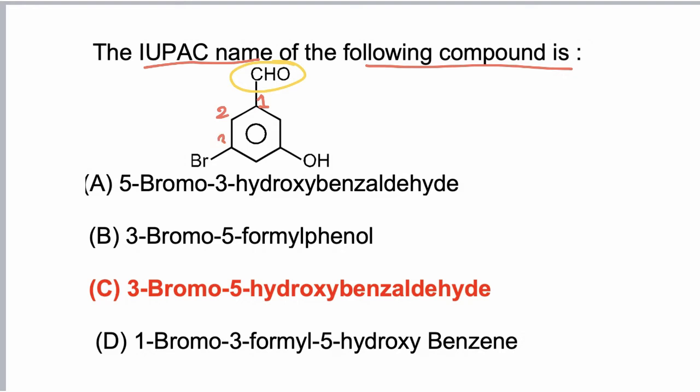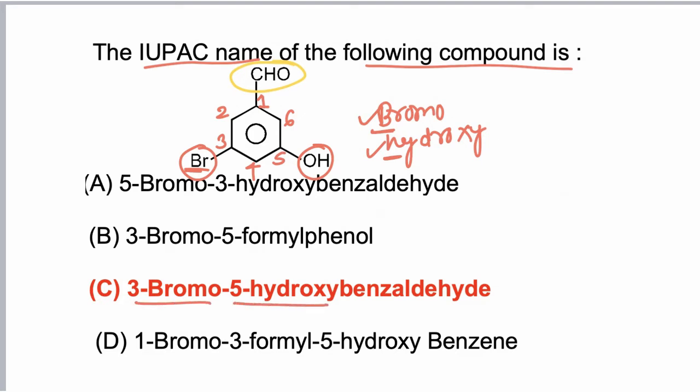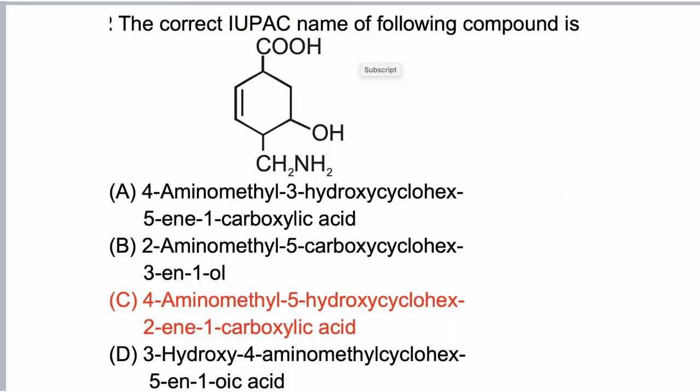Now 2, 3, 4, 5 and 6. The third carbon is given to the carbon to which bromine is attached, because bromo has higher priority than hydroxy. Both bromo and hydroxy are substituents here, and the priority of substituents is decided from their first alphabet. Hence bromo has higher priority than hydroxy. So the name of the molecule is 3-bromo-5-hydroxybenzaldehyde, and the correct answer is C.